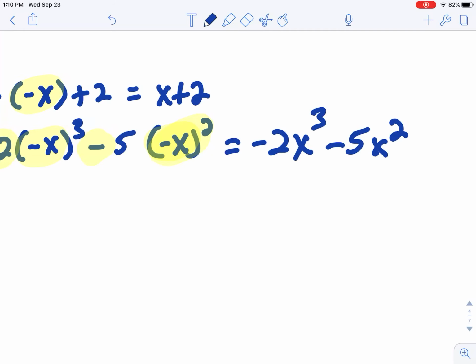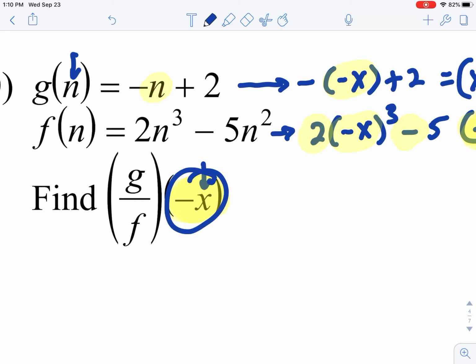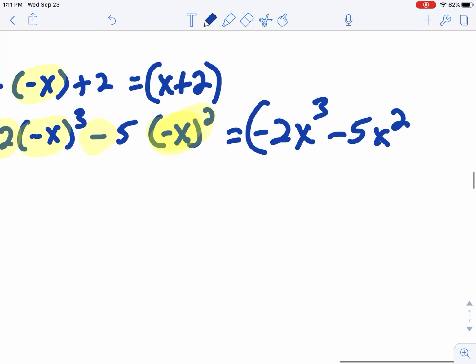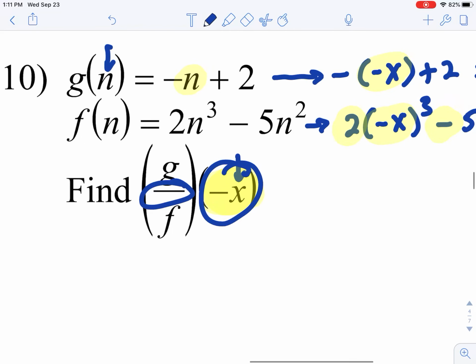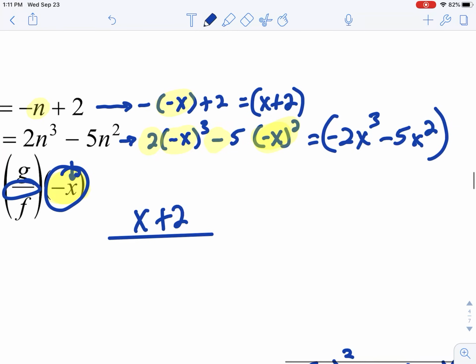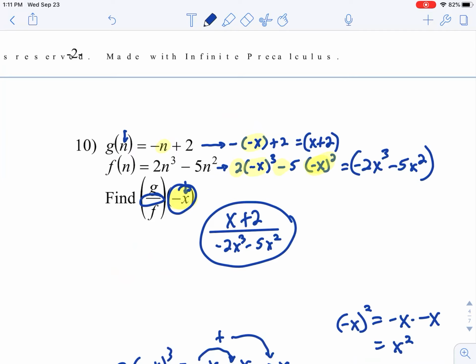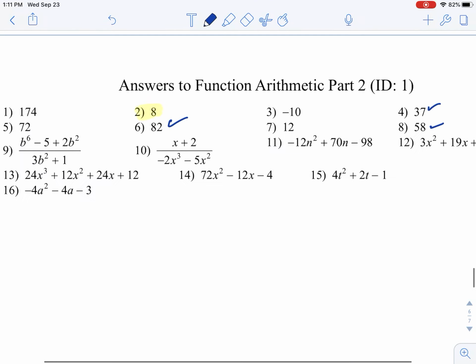Here we go. So this is g of n once we've plugged in -x, and this is f of n when we've plugged in -x. Now we're supposed to divide them. So put a fraction bar. The answer to the first one goes on top. The answer to the second one goes on bottom. And that ought to be the answer. Let me scroll down to number 10 and make sure nothing bad happened. Oh, look at that. Perfect.